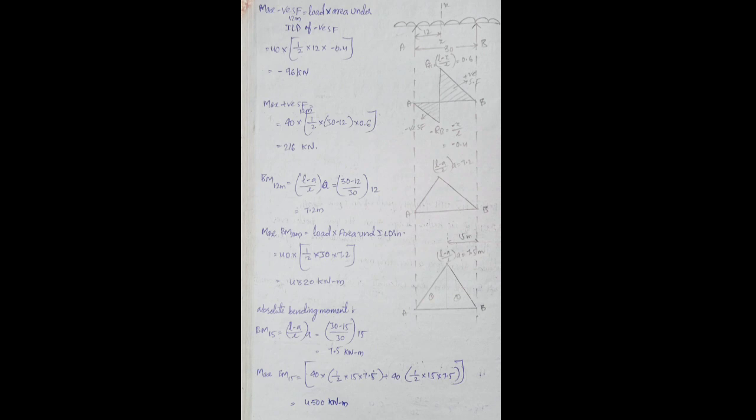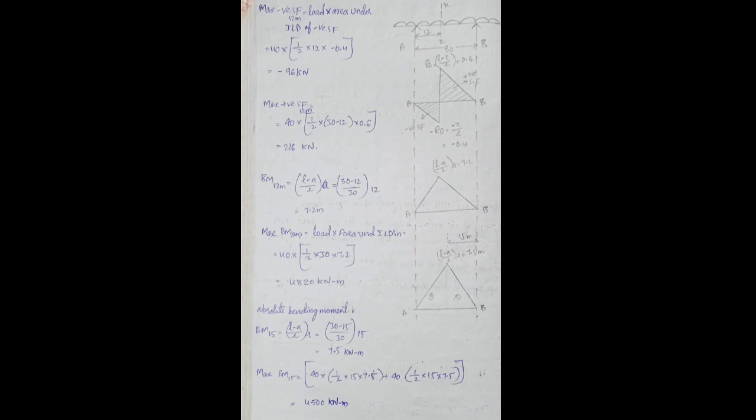Next, similarly, bending moment. We know that it is L minus A by L into A, that is 30 minus 12 by 30 into 12, that is 7.2 meters. We know how to draw the influence line diagram. So next, maximum bending moment is equal to load into area under the ILD. So 40 into half into 30 into 7.2, 4820 kilonewton meter.